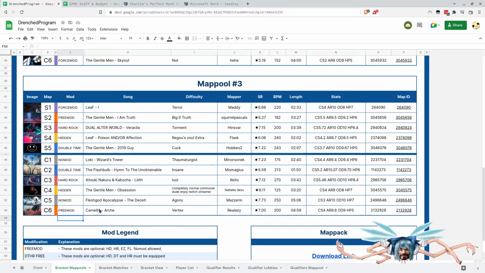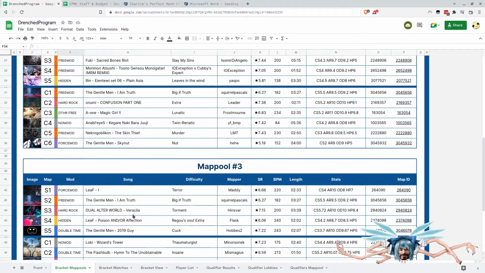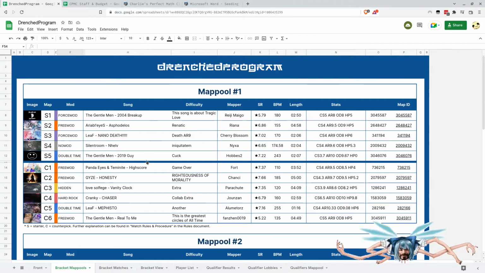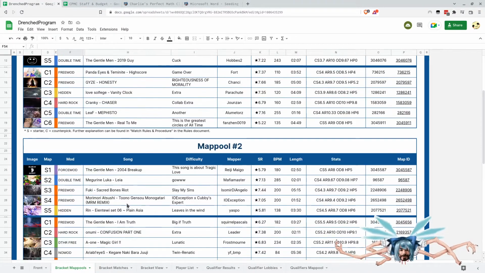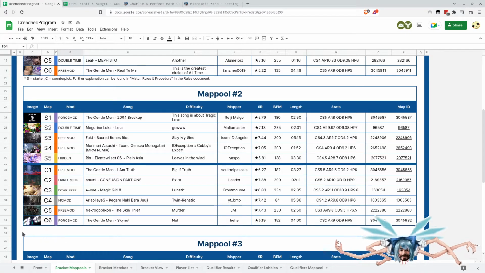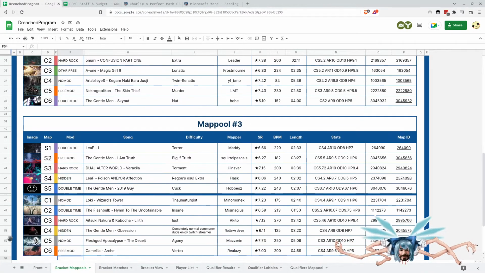So they want the best pool for them, which is what the three-pool banning system is for. So that's the main logic behind the system: you can have variety, plus not have to worry about skill sets colliding within a map.